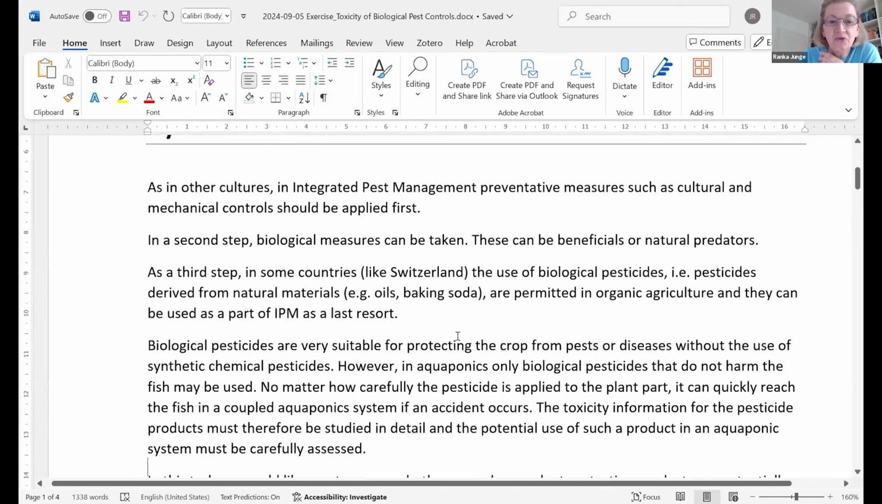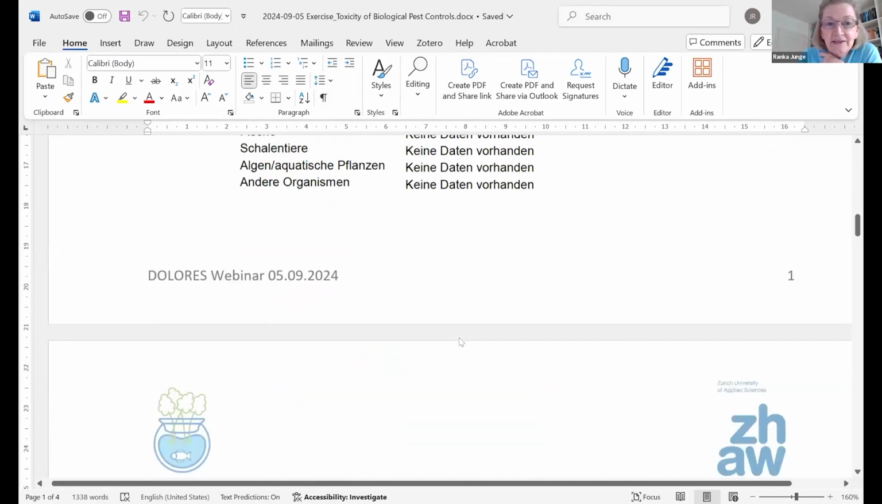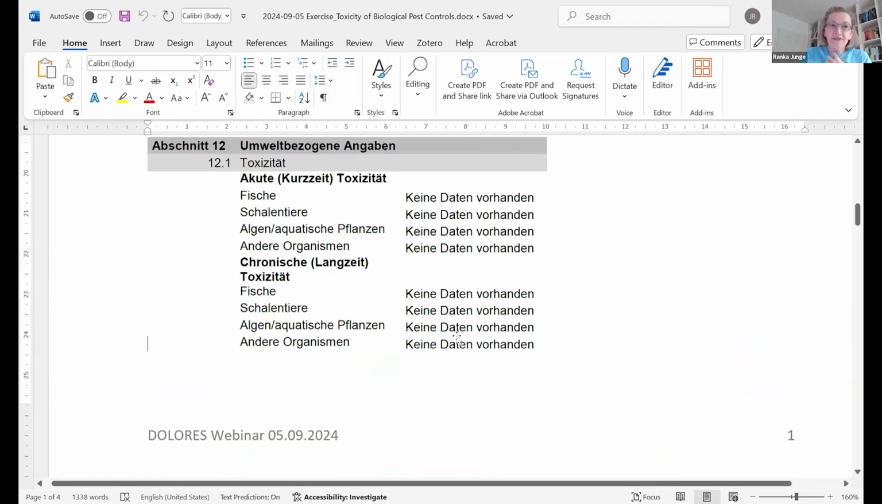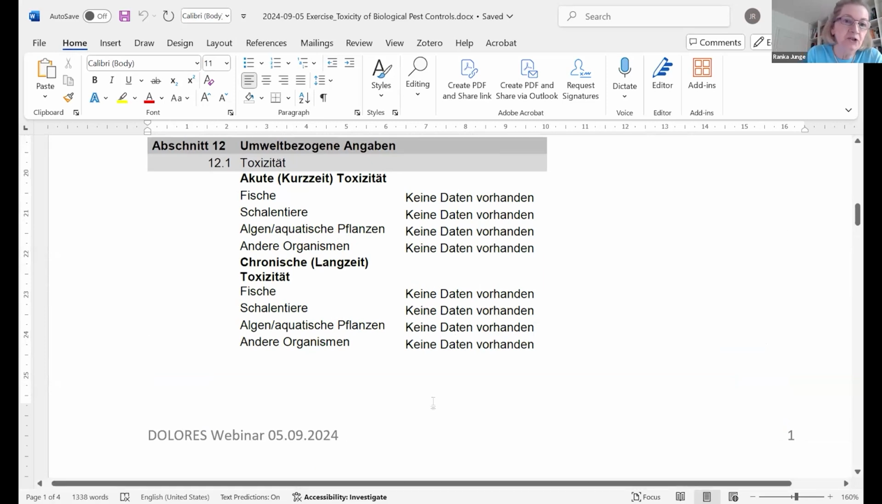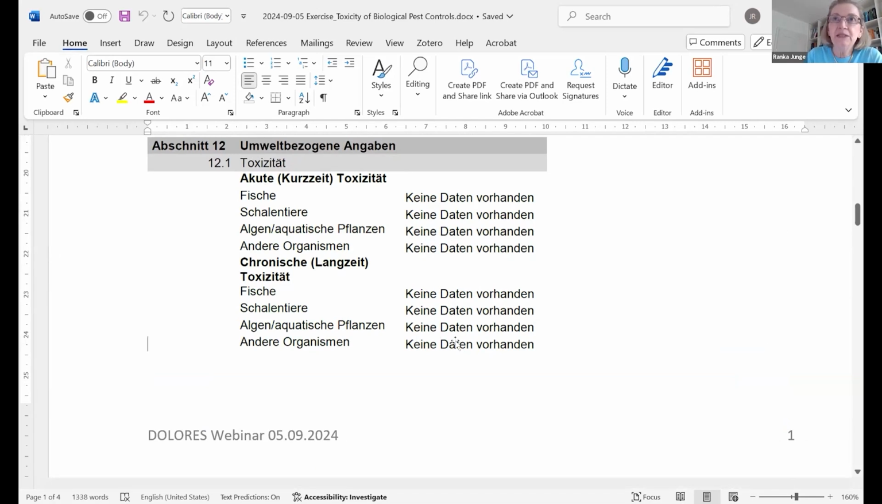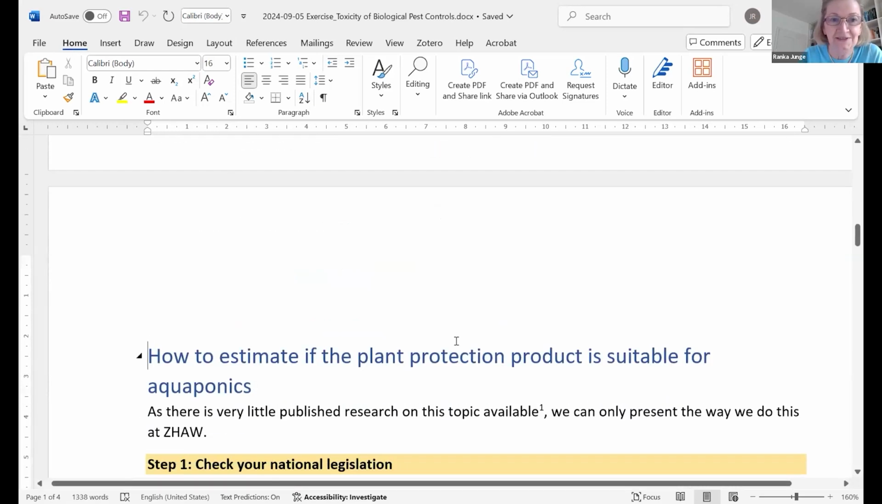So this is the introduction to the exercise, which you can read again. I said there are some data sheets where you have no environmental data in them. Here is an example in German. It is section 12, as always, ecotoxicology, toxicity. Acute toxicity fish, no data. Crabs, no data. Algae, no data. Other organisms, no data. And again here. So you will find data sheets with no data when you do this exercise. This does not mean that you found a data sheet with no data and you don't do the exercise. You go and look for another data sheet that has data in it.